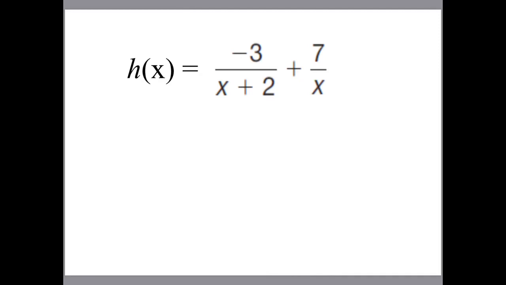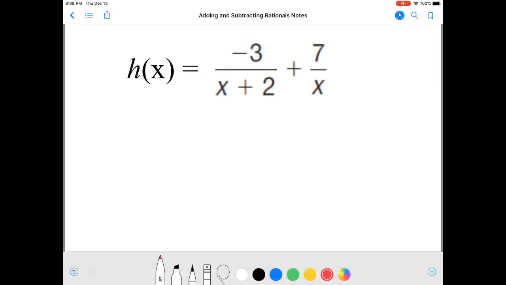In this problem, we have two different denominators, and both of those denominators have a variable in them. We have a binomial and a monomial. In this case, we're going to get the least common multiple by multiplying the two denominators together.